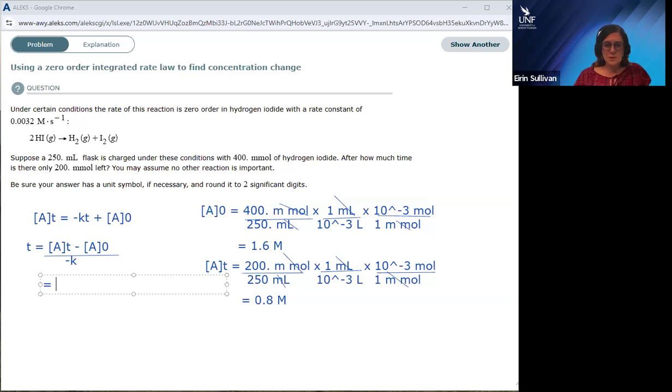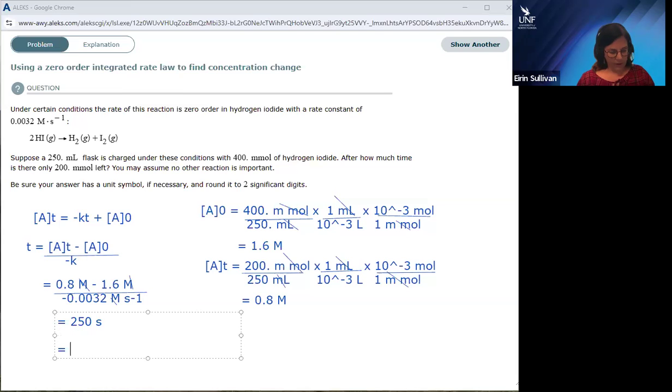Okay, so let's substitute. A at time t is 0.8 molarity minus initial concentration 1.6 molarity divided by minus k, which is given to us in the question as 0.0032 molarity per second. So if I stick that into my calculator, I'm going to get units. The molarity is going to cancel out with 1 over seconds. So I know I'm going to get units of seconds, and I get 250 seconds. I'm asked for 2 sig figs, so I suppose I should write 2.5 times 10 to the power of 2 seconds to get that to 2 sig figs.